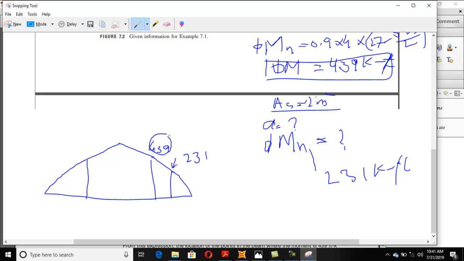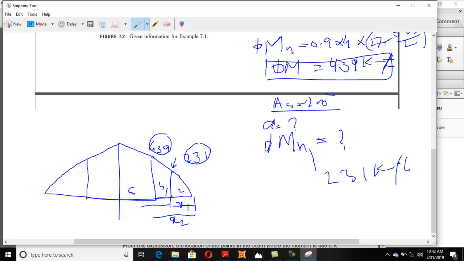Now these two basically are the theoretical cutoff points. And what you need is to find out their respective distances from the support. Let's say x1 and x2. These x1 and x2 show the theoretical cutoff points. These are the points where you cut off the steel bars. Up to this point, you will continue six bars. But after that point, up to this point, you will continue four bars. You cut two bars right there, and after that point, you cut two more bars.